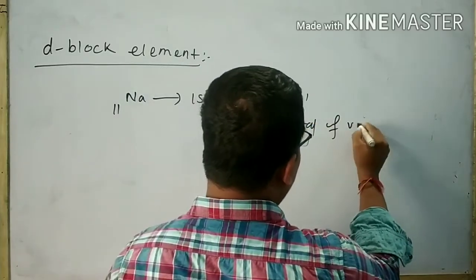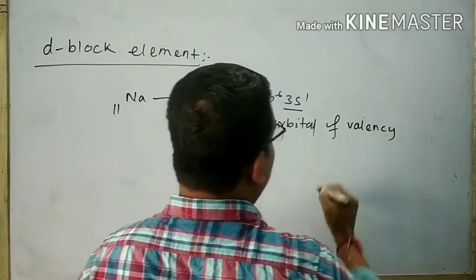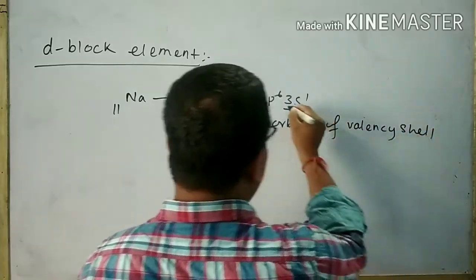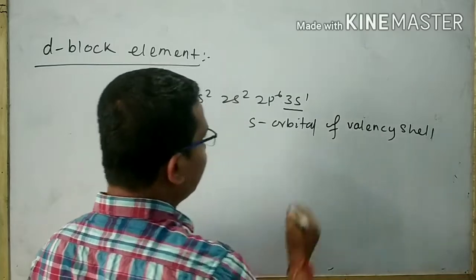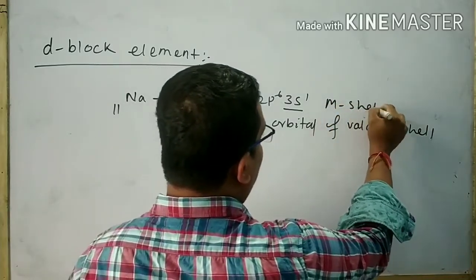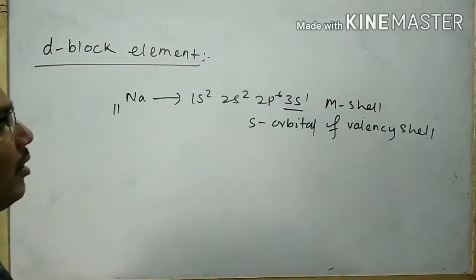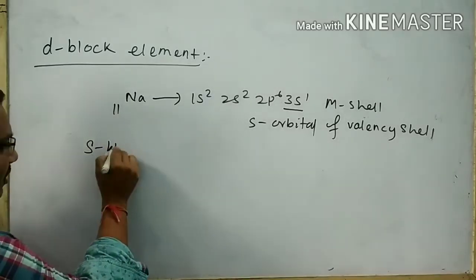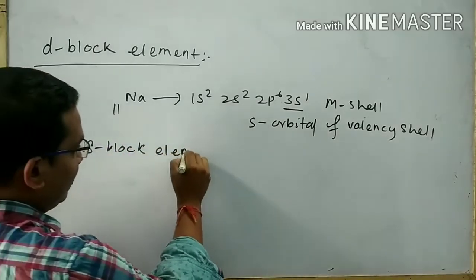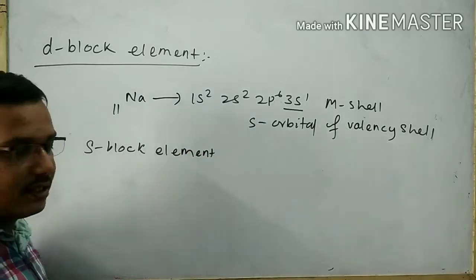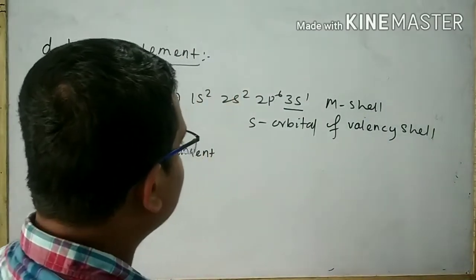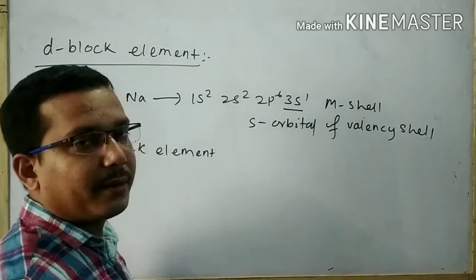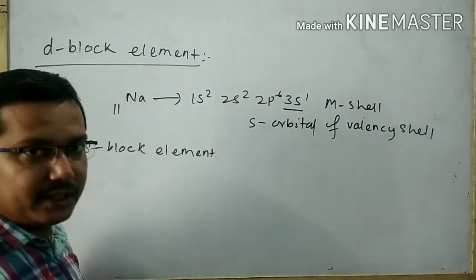In the case of sodium, the last electron goes to the s orbital of the valency cell. Here the valence cell is the 3rd, that is called the M cell. So we can write the definition of s block element. An s block element is the element in which the last electron goes to the s orbital of the valence cell.